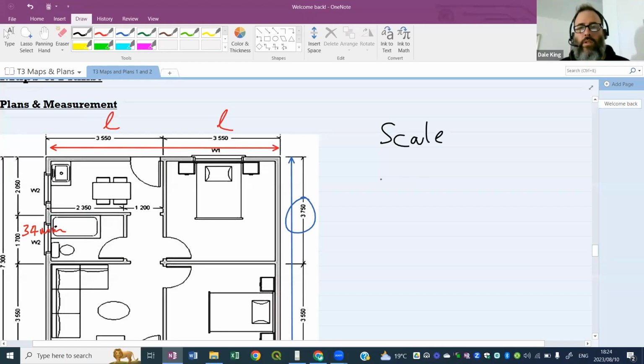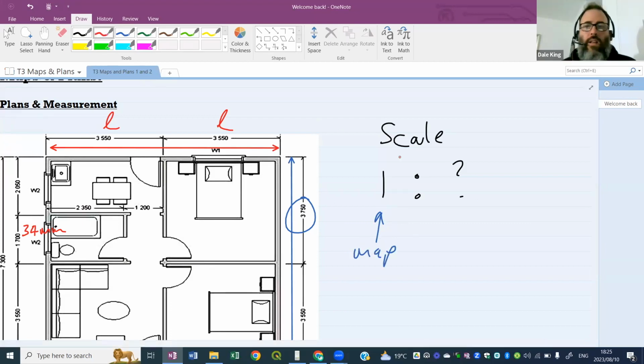We need two numbers. It's usually 1 is to something, right? You happy with that? Yes, sir. And this number on the left-hand side, is it the map measured distance or the real world distance? The map measured distance. Absolutely. And on the right is the real world distance, yeah? Yes, sir. Okay, cool.